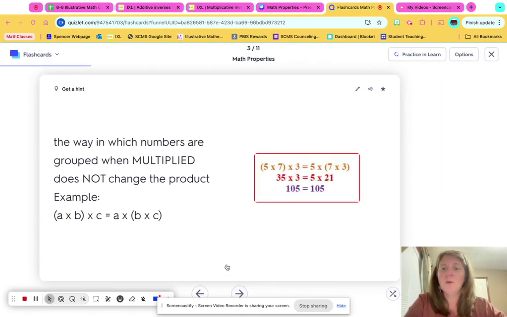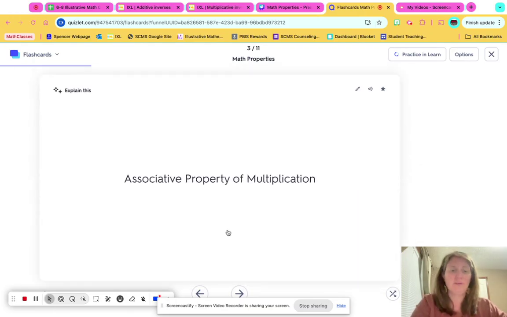The next one, the way in which numbers are grouped when multiplied does not change the product. So you've got that A times B times C, where A and B are in parentheses and B and C are in parentheses. Same thing here, 5 times 7 times 3, 5 times 7 times 3, but this time we're multiplying the 5 times 7 first and getting the 35. But over here we're multiplying the 7 times 3 first and getting 21. But we still get 105 no matter what we do. This one is what property? It is the associative property of multiplication. Don't forget, it's the associative property of multiplication.